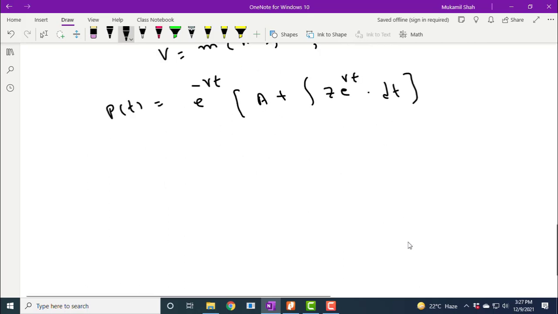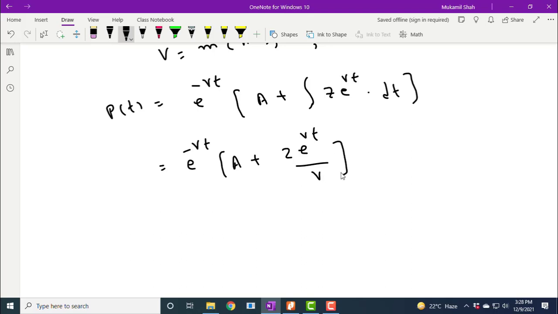If we further simplify this, then this is equal to e raised to power minus vt into a plus the integration of this is z e raised to power vt, and we know that the integral of the exponential function is, you have to rewrite the exponential function as it is multiplied by the derivative of the exponent with respect to t. So if we take the derivative of vt with respect to t, we are left with v. So this is the integration. So the formula has adopted this shape.